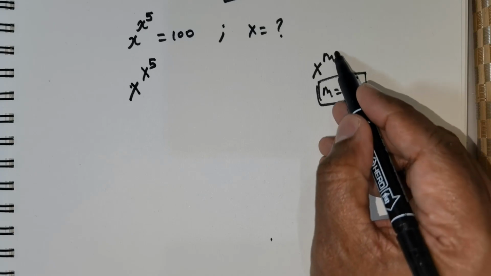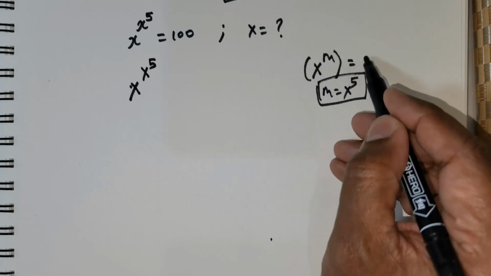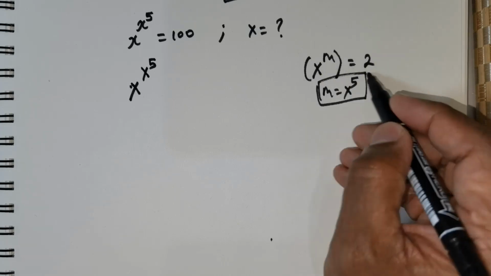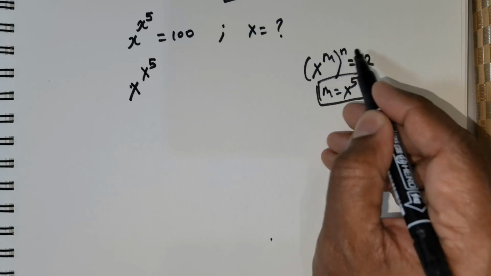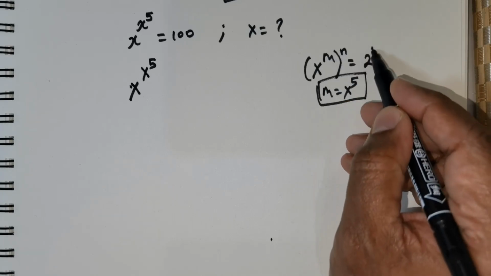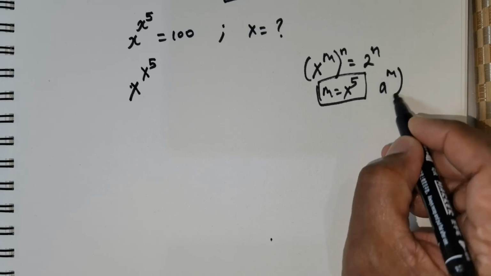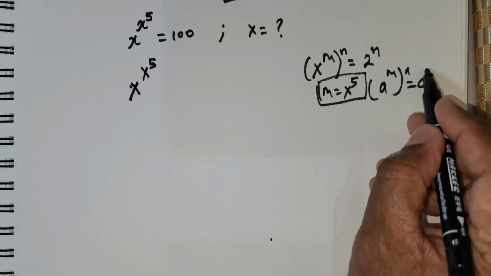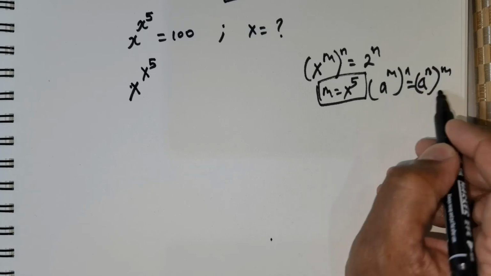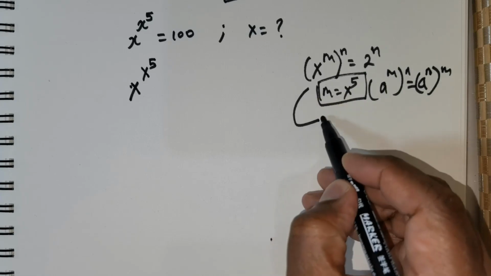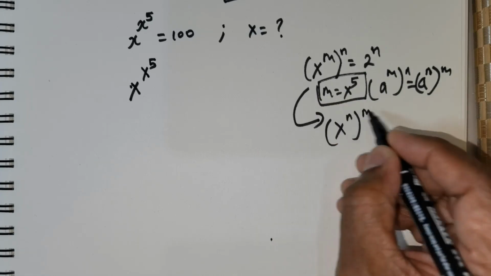Now if I were to raise both sides, or in other words, say this is equal to some 2, if I'm raising both sides to the power of n, so this is going to be x raised to the power of m raised to the power of n, this is going to be 2 raised to the power of n. Now from the log indices, a raised to the power of m raised to the power of n can be rewritten as a raised to the power of n, which in turn is raised to the power of m. So this is always possible. So what I wish to do is I would like to rewrite this as x raised to the power of n raised to the power of m.